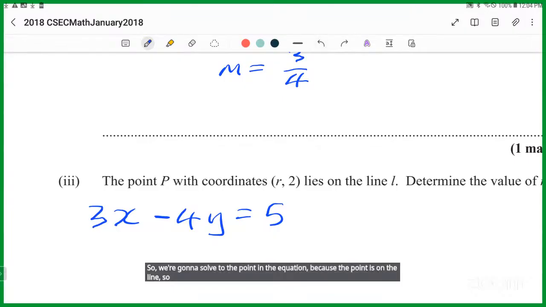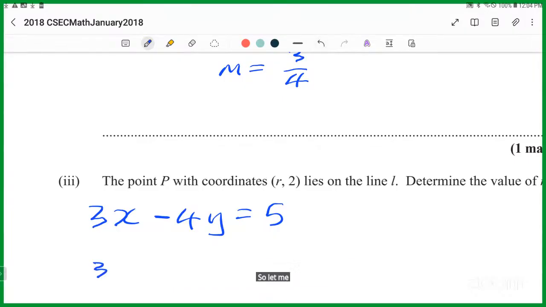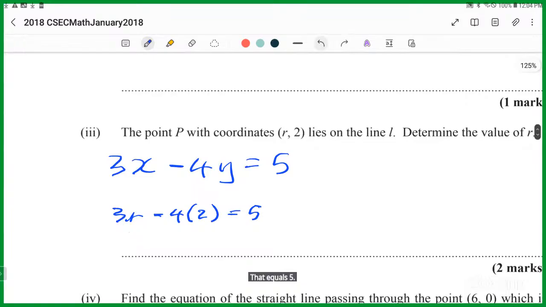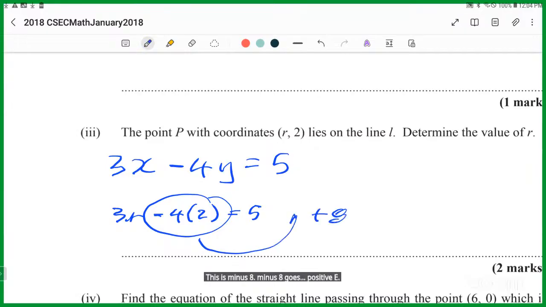So we're going to substitute the point in the equation because the point is on the line, so it satisfies the equation. We get 3 times r, we put x equals r right here, minus 4 times the y value, which is 2, that equals 5. And you're solving this for r. This is minus 8. Minus 8 goes over there and becomes a positive 8. And 8 and 5 is 13.